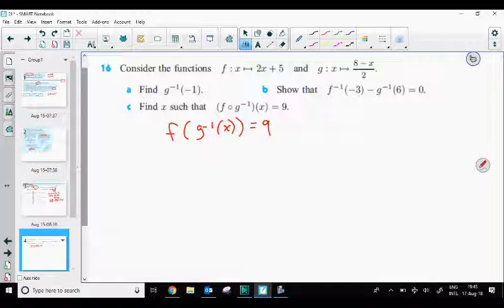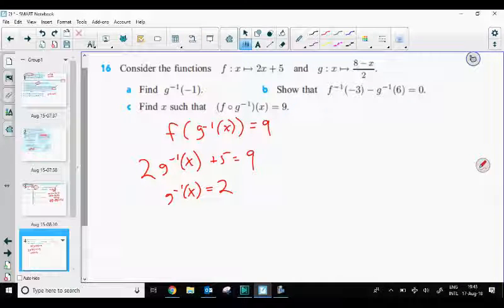is equal to 9. I guess we could think about this a few different ways. We could say that since I know f of something is equal to 9, we can just put g inverse into f and solve this. That's going to tell me that g inverse of x has to be equal to 2. And then if 2 is the y value of g inverse, that means it's going to be the x value for g. So that'll be (8 minus 2) over 2, which will be 3.